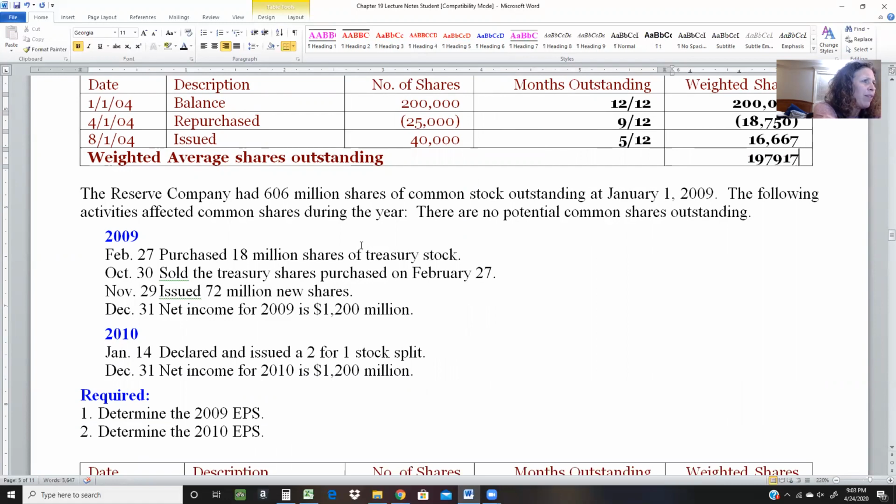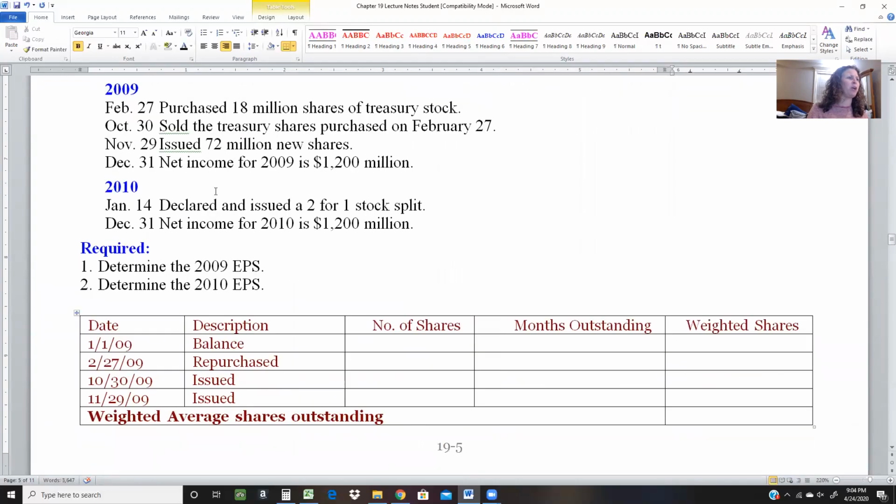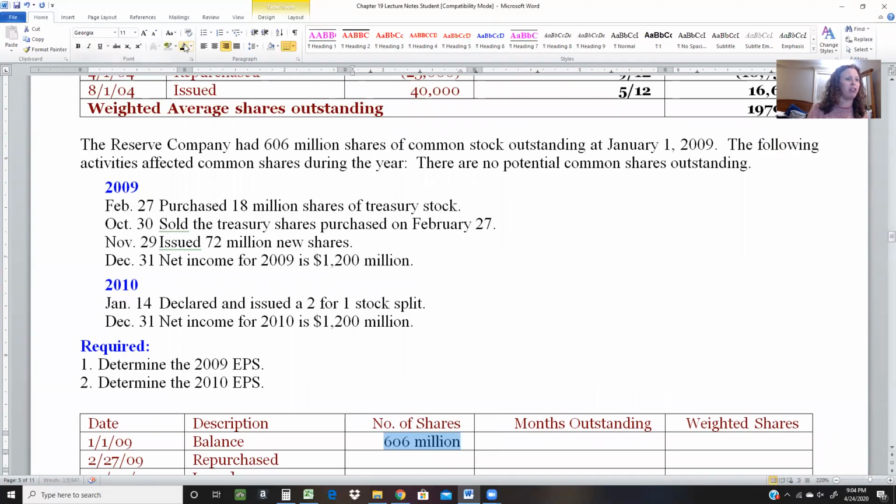February 27th, we purchased 18 million shares of treasury stock. So that means we removed shares from the market. Then we put those shares back in the market on October 30th. November 29th, we issued 72 million new shares. Net income is 1,200 million. Is that 1,200 million? Okay. So February 27th is where we're going to make our first transaction. But here we're going to start off with 606 million shares.